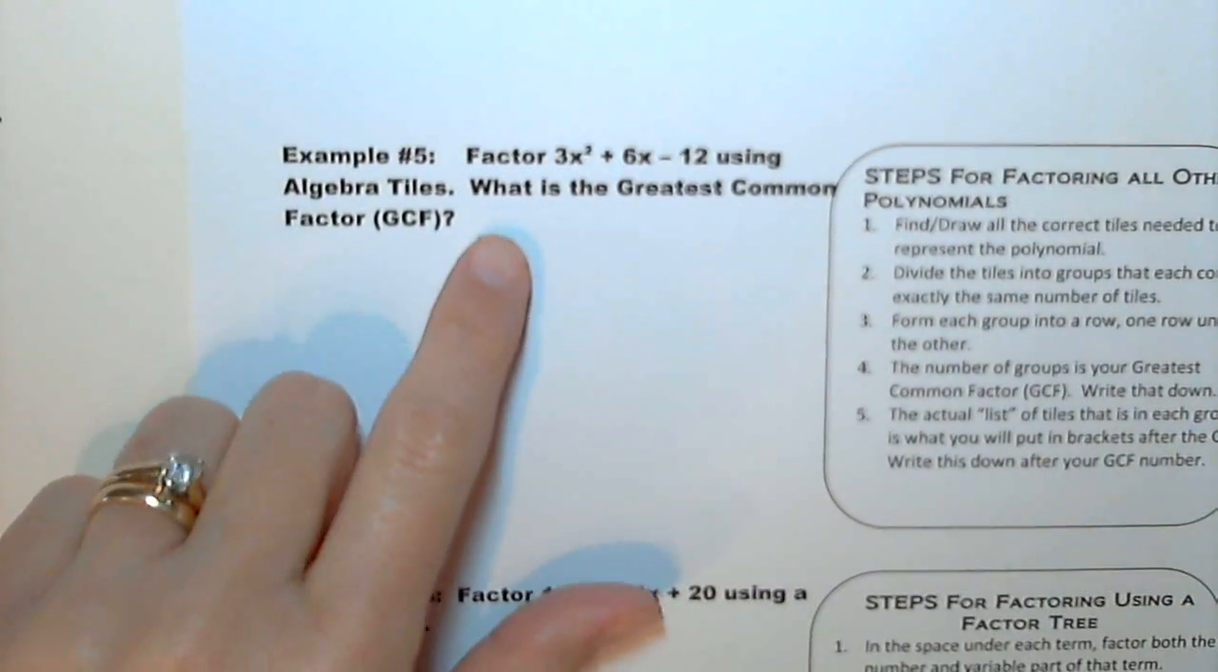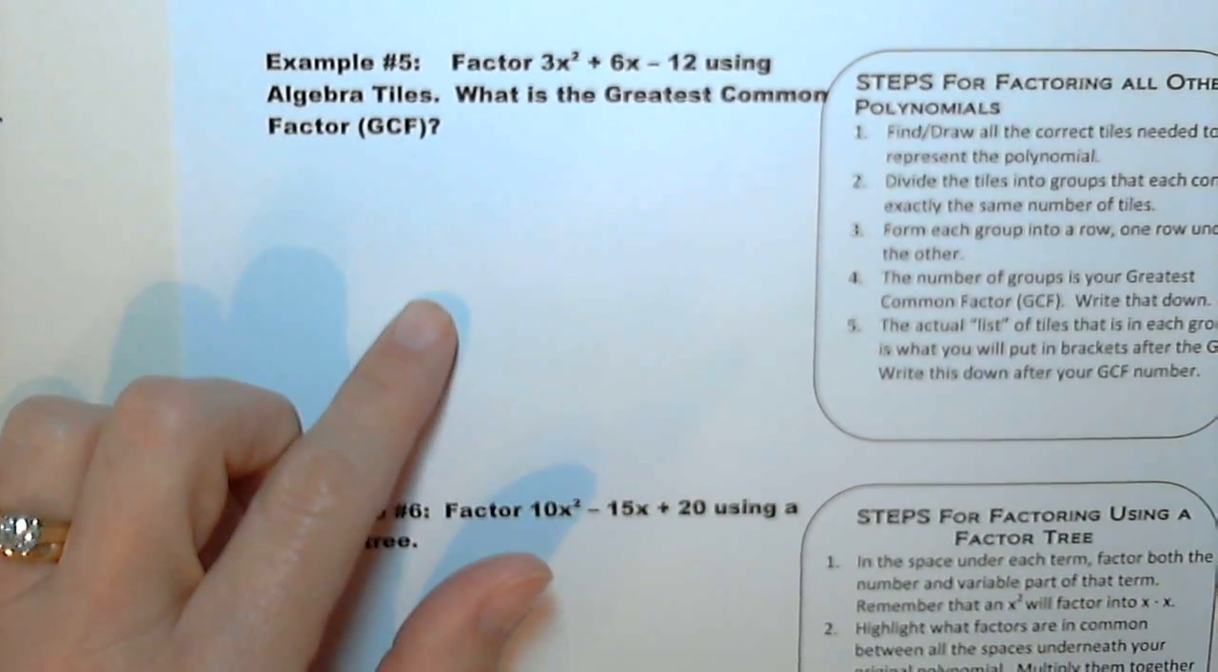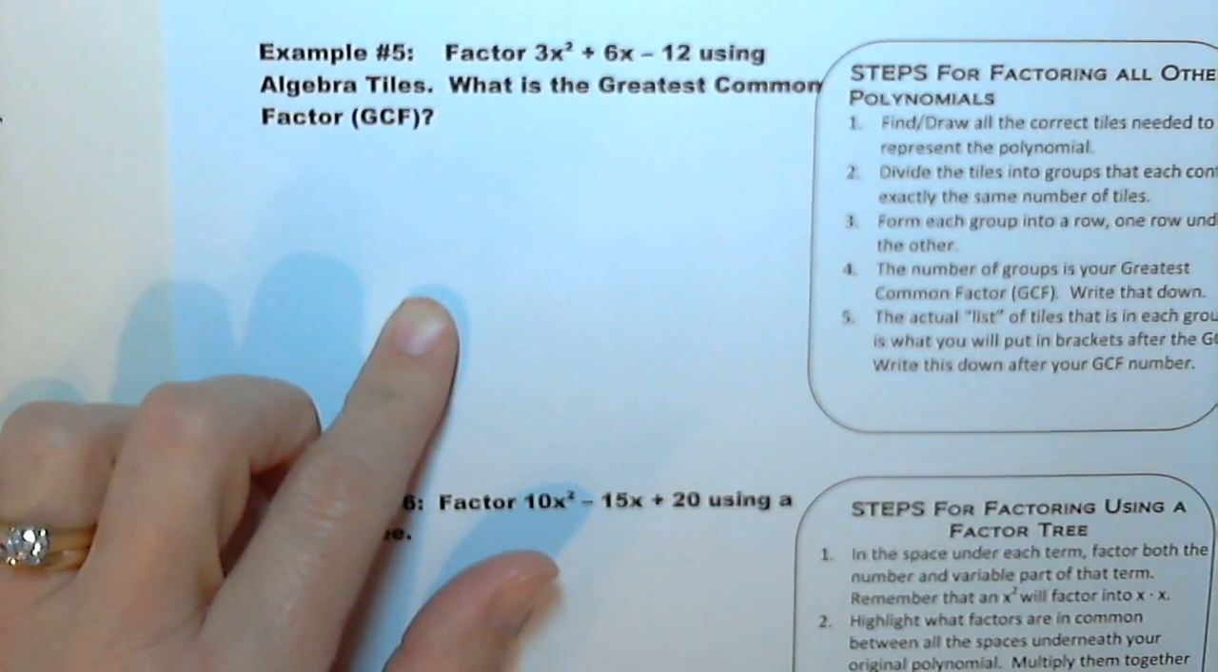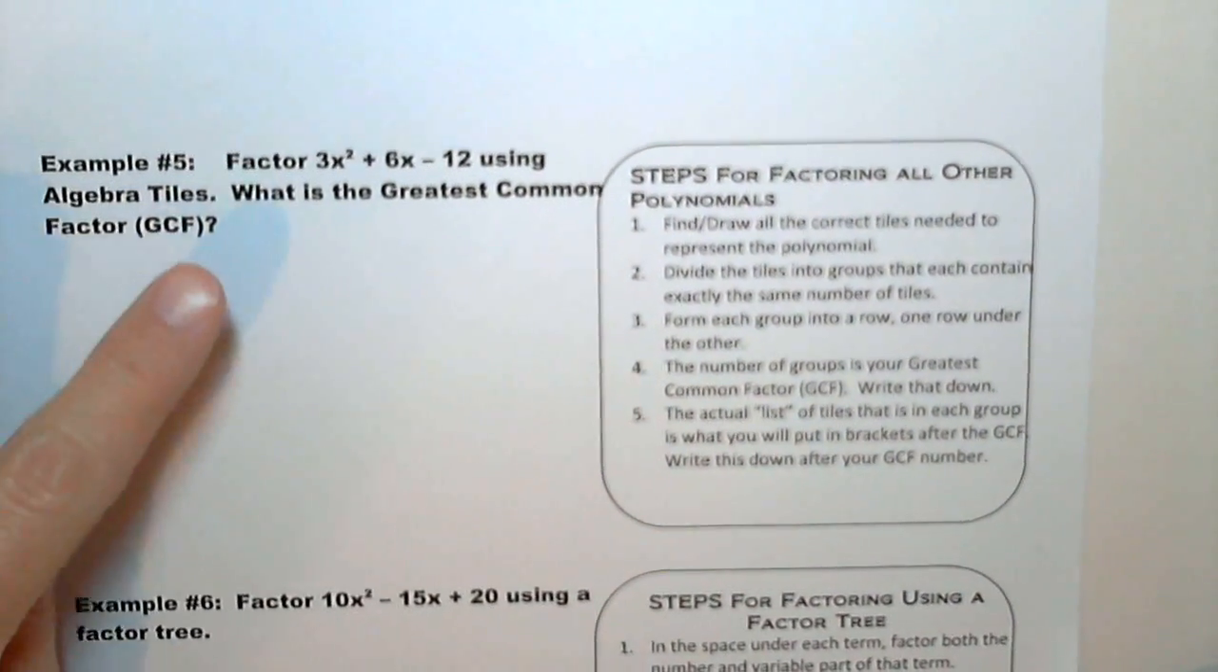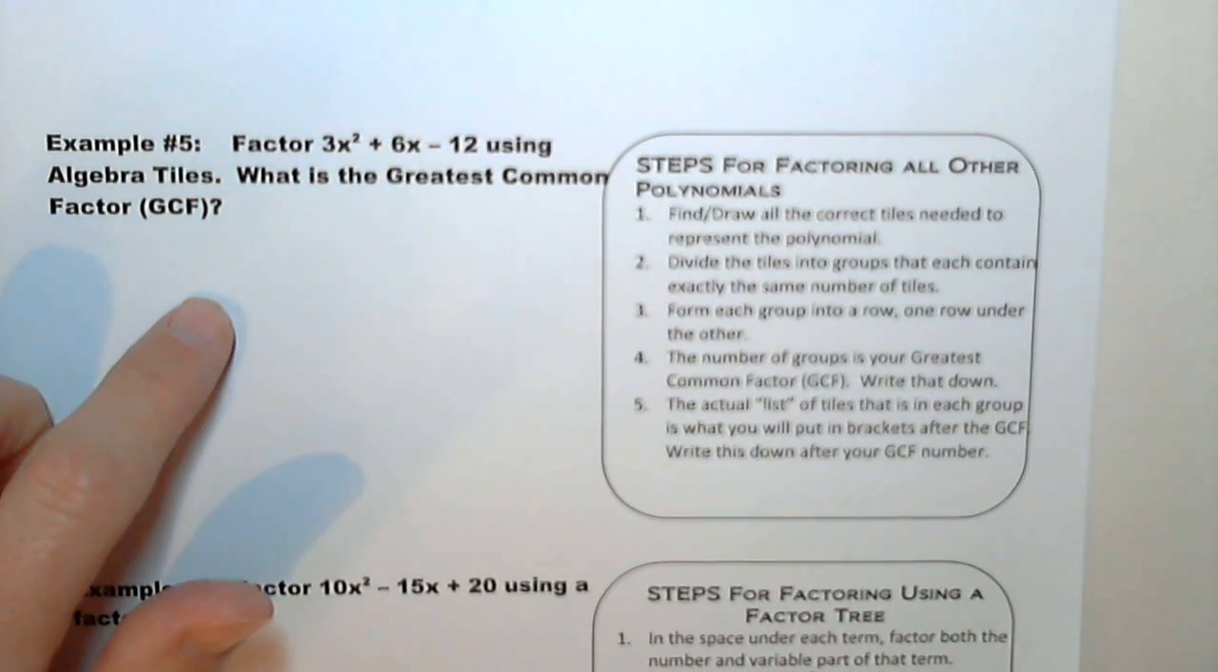Now this next one says factor 3x squared plus 6x minus 12 using algebra tiles. And again, in order to do this properly, you're going to have to get things to fit really well. And using algebra tiles, if you were to play with these for a bit, it's not going to necessarily work. So I will tell you when you actually have to form the rectangle and when you don't.